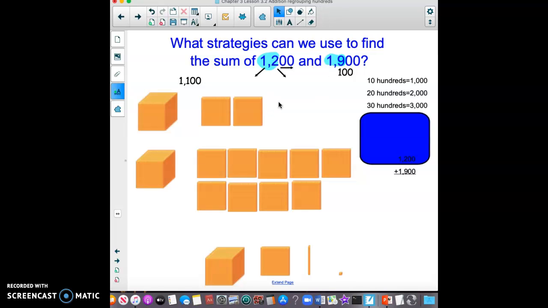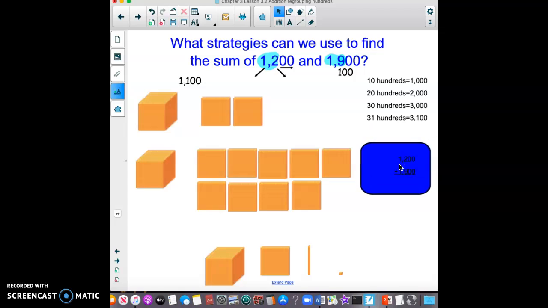Do you know 12 and 19? Well, 19 and 10 is 29, and 2 more is 31. So another way to think about 1200 and 1900 is thinking of it as 31 hundreds. And we know that every 10 hundreds is 1000, so 31 hundreds is 3100.